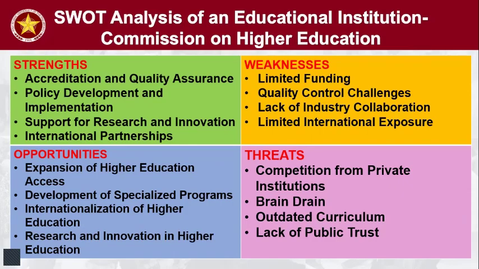Then, for the SWOT analysis of a higher institution, specifically the Commission on Higher Education, the strengths should include accreditation and quality assurance, policy development and implementation, support for research and innovation, international partnership. And we also have the weaknesses: limited funding, quality control challenges, lack of industry collaboration, limited international exposure.